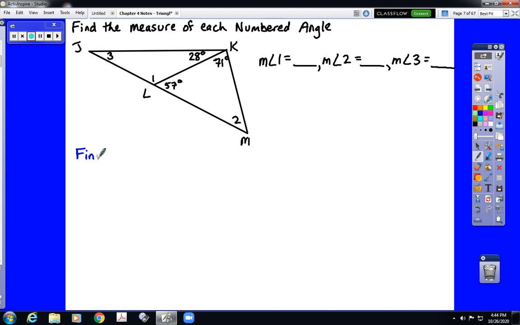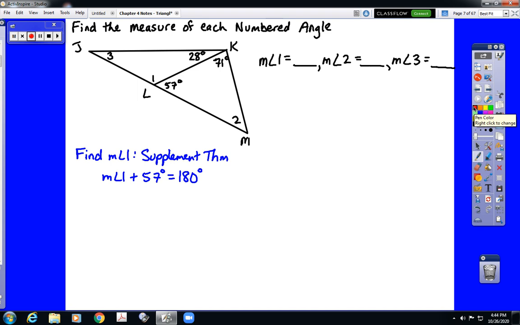We're going to start by finding the measure of angle 1. We're going to do that using the supplement theorem, which says that since these two angles, angle 1 and the 57-degree angle, form a linear pair, the measure of angle 1 plus the measure of 57 degrees must add up to 180 degrees. They form a linear pair, so they must be supplementary.